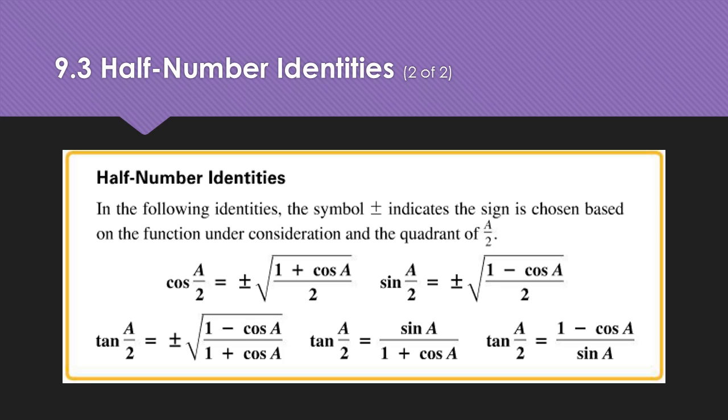The symbol plus or minus indicates that the sign is chosen based on the function under consideration and the quadrant of the angle divided by 2. So the cosine of A over 2, you see that in the sine, the tangent. We actually have 3 forms for the tangent.